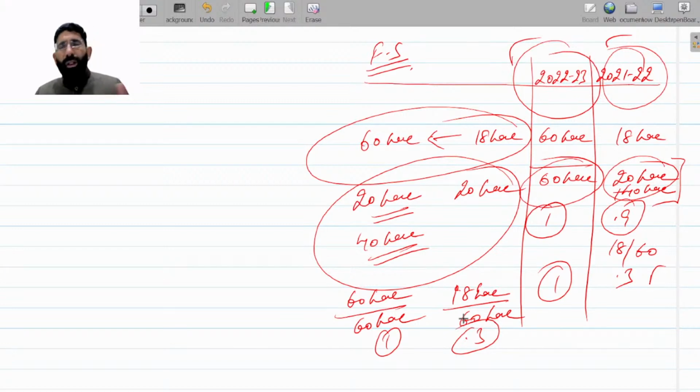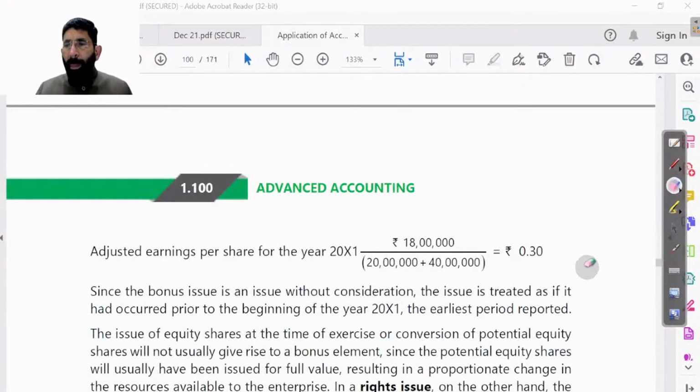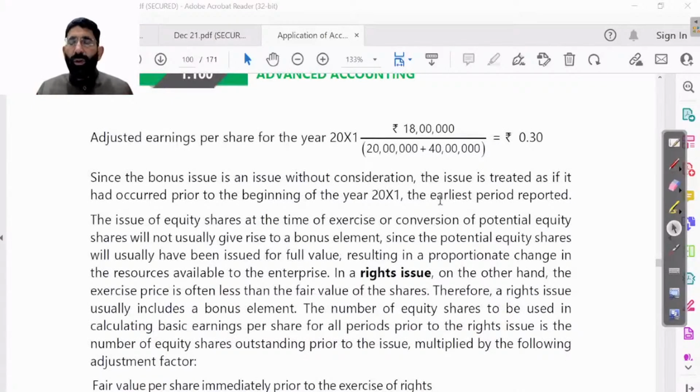So this is a good comparison statement. Regarding the remaining part, you need not worry, you just have to do it. Such a technical aspect will be covered in CA Final only. I'm just discussing it. Yes, the calculation part will be there in the exams. Since a bonus issue is an issue without consideration, it is treated as if it had occurred prior to the beginning of the earliest period reported.